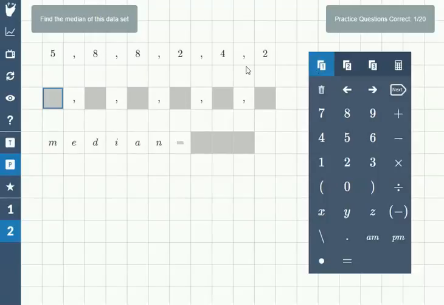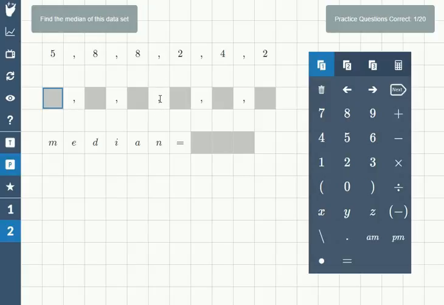To answer this question, we need to find the median number in this data set. The tricky thing about this particular question is that there's an even number of values in our data set. There's 6 of them, which means there's going to be no exact middle number, because the middle of this data set would be right here, which gives you 3 numbers on the left and 3 on the right. So what we need is a method for figuring out what that middle number would be if it actually existed.